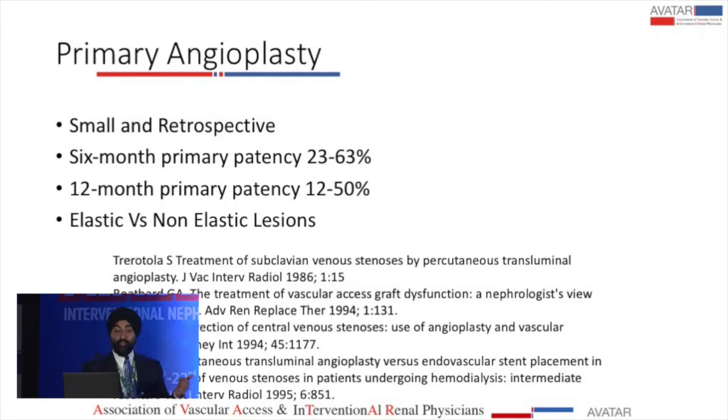When you look at the older studies, which were primary angioplasty alone, and you look at the 6-month primary patency rates and the 12-month primary patency rates, only 1 in 10 or 1 in 2 of these patients will have the central vein patent after a year. The average rate of repeated angioplasty, in my experience, has been about 2 or 3 procedures in a year per patient if you're only doing primary angioplasty.